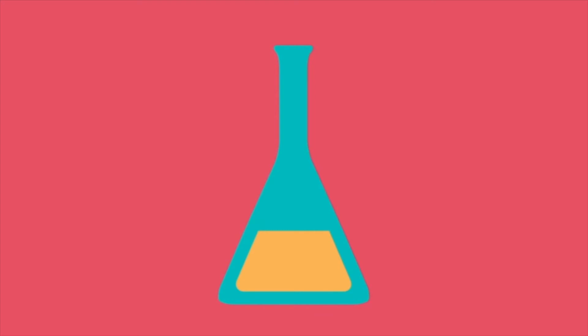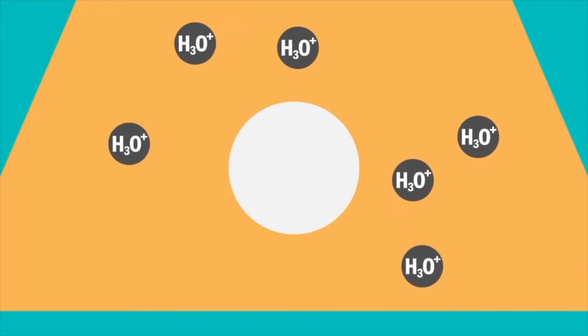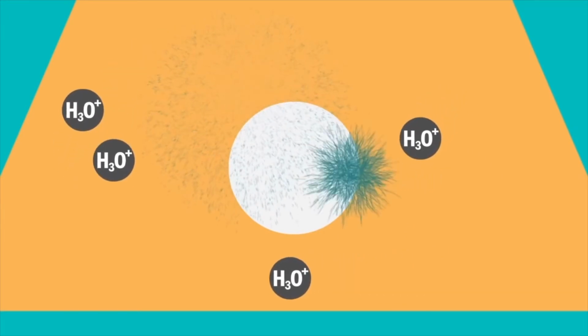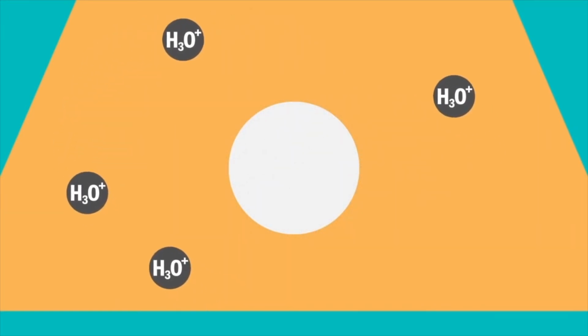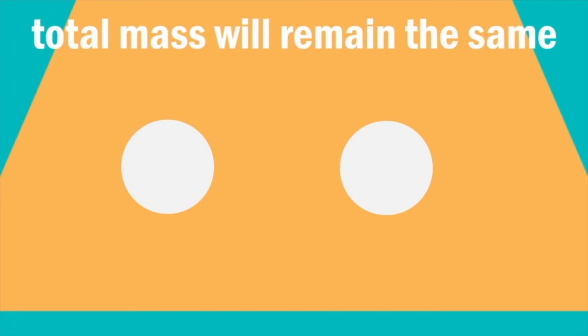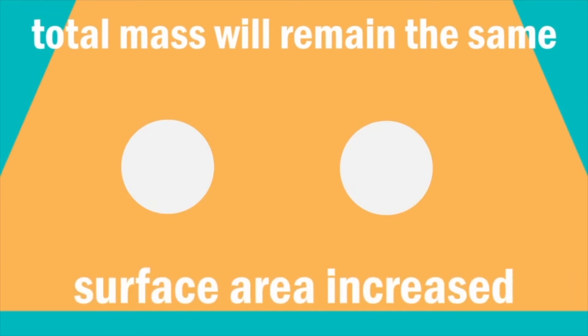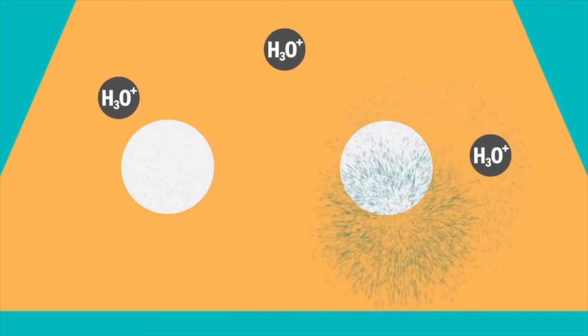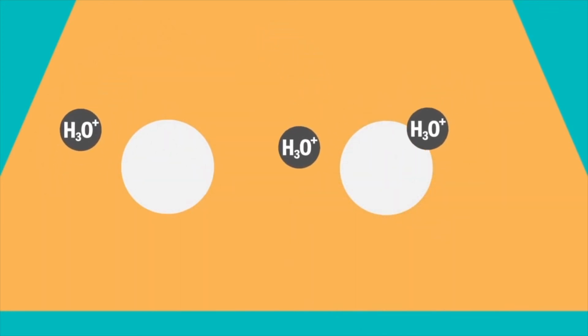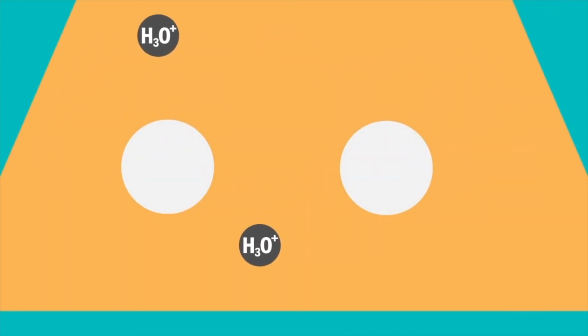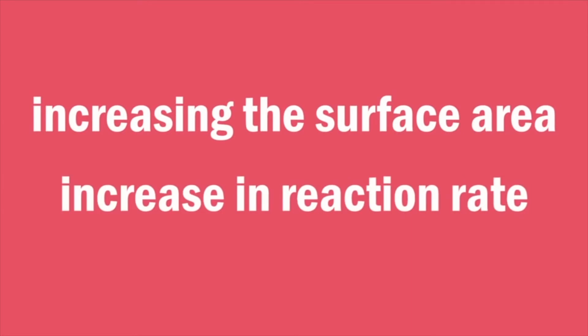Referring back to the example of hydrochloric acid solution and a marble chip, the H3O+ ions from the hydrochloric acid could only react with the surface of the marble chip. Now, if we break this marble chip into two parts, the total mass would remain the same, whereas the surface area has increased, allowing the H3O+ ions to react with more of the marble chip in a given period of time. Hence, increasing the surface area allows an increase in reaction rate.